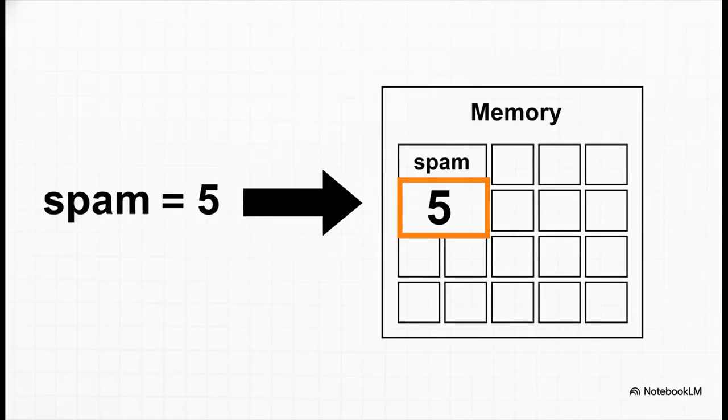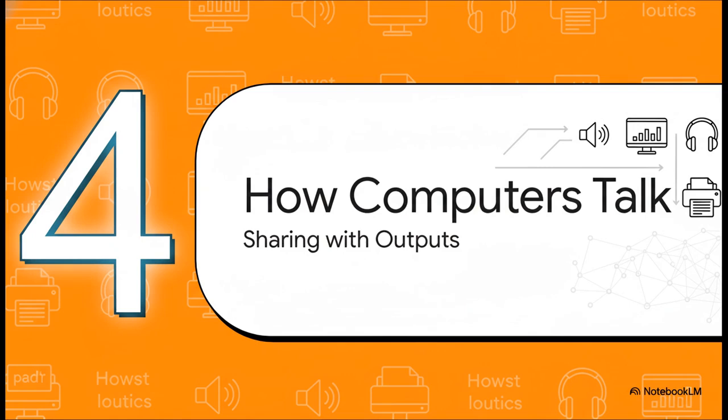So after this line of code runs, the computer has literally created a little spot in its memory, put a label on it that says spam, and dropped the number 5 inside. Pretty cool, huh? Now we can use the word spam anytime later in our program to get that value back. Okay, so our computer has listened to us and it's remembered what we said. What's the last part of any good conversation?